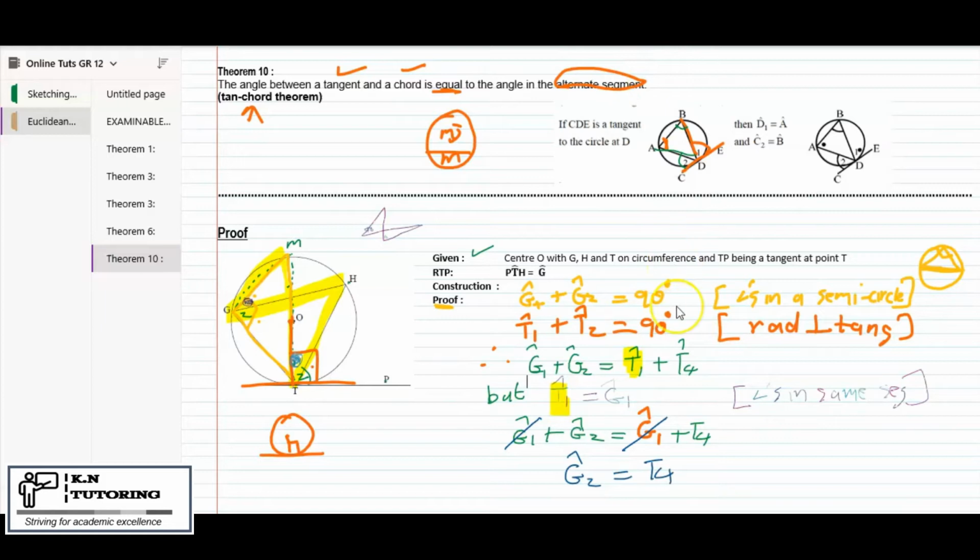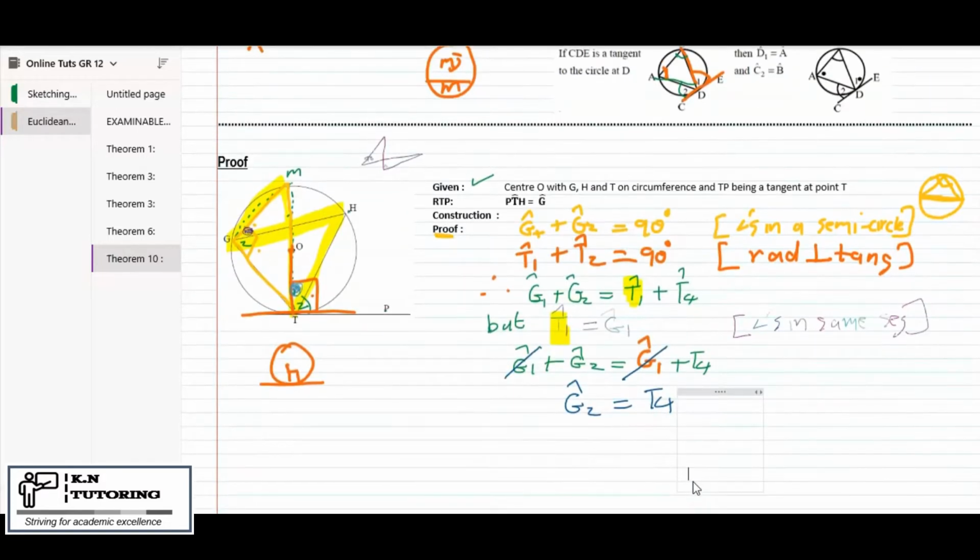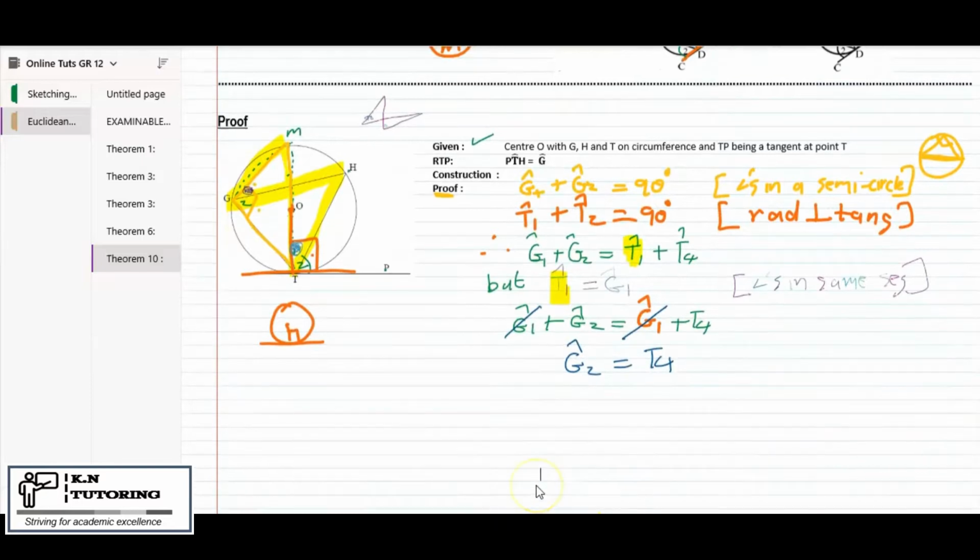I'm gonna scroll down so that I can have enough space. Now the question is, what is this G2? If you look at G2, you are shouting there and saying, wait, we got a mistake there. Where are you getting the 4? So this must be T2, not 4. We don't have a T4. There must be a T2. So G2 is equal to T2.